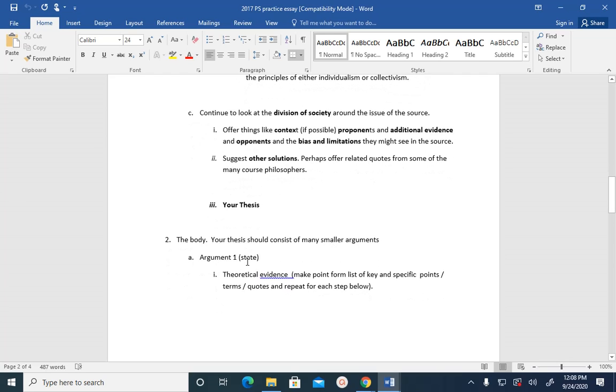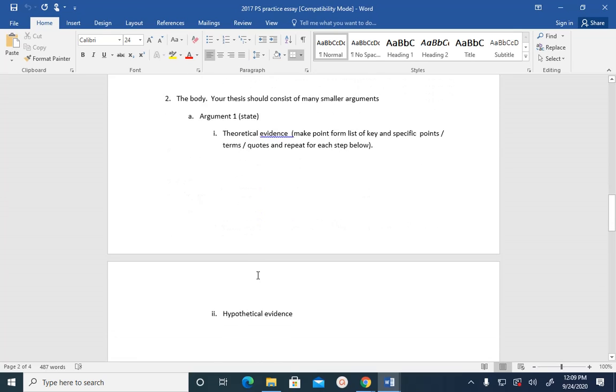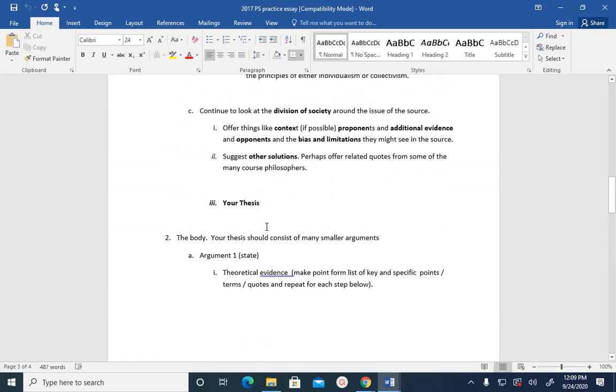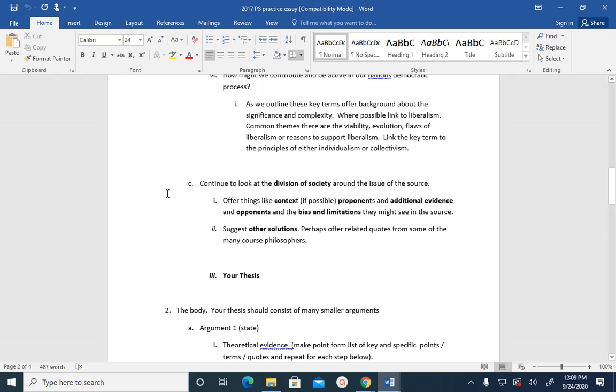And your thesis should be able to be subdivided into smaller arguments. And those arguments can include theoretical, hypothetical, historical, and contemporary evidence. So it'll be to your benefit to begin to collect these things. So we've thrown some theoretical evidence at you already when we talked about ideas like might is right and realism.